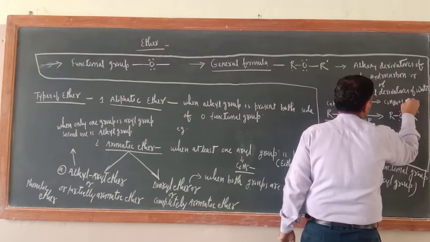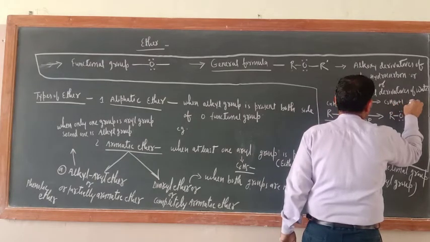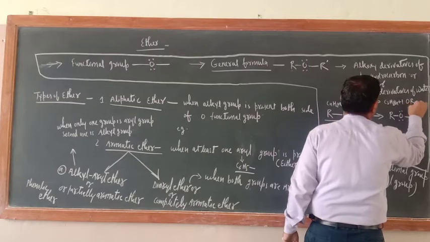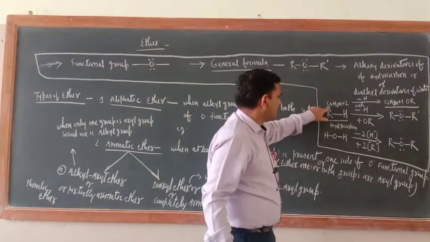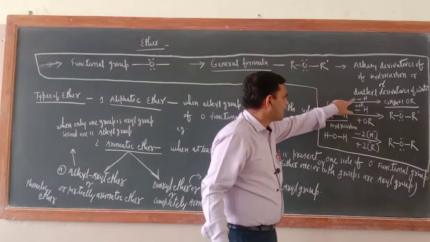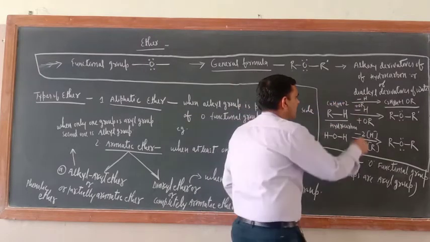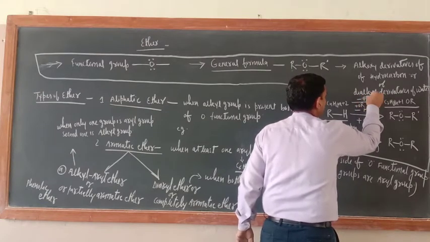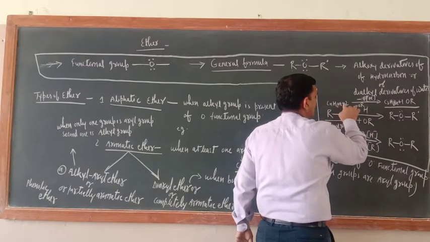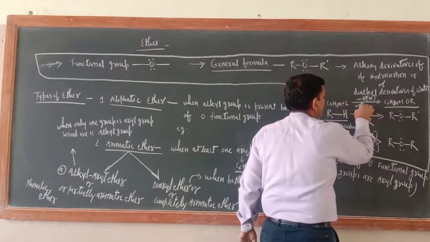CnH2n plus 1, and here what is there? OR. Okay, this is there. Or you can write this way. This is also correct: CnH2n plus 2 minus 1, what? Minus 1 H. Okay. So now CnH2n plus 1 and this plus OR.